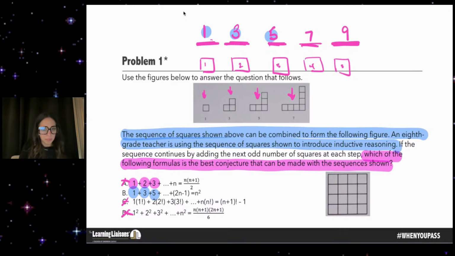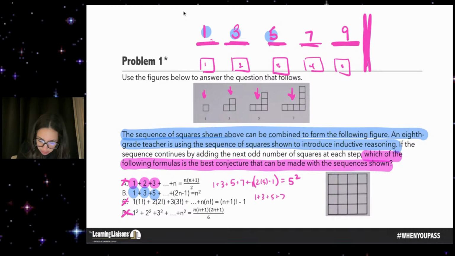9, right? Spot number 5 is going to have 9 blocks. So if I do 1 plus 3 plus 5 plus 7, because I'm going to go all the way to this spot, plus 2 times n, where n is the spot number that we're sitting in. So 5 minus 1 equals 5 squared. So 1 plus 3 plus 5 plus 7, 1 plus 3 plus 5 plus 7. Does this equal 9?